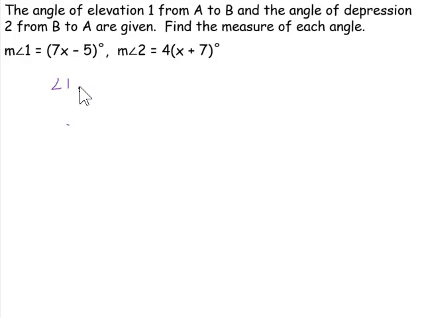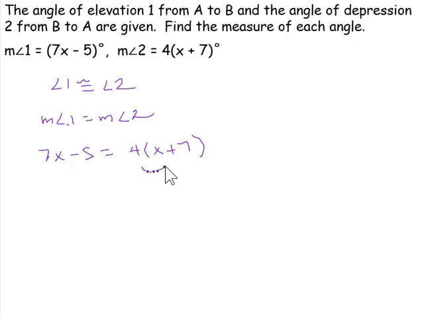So we know that angle 1 is congruent to angle 2 by the alternate interior angles theorem. If they're congruent, that means their measures are equal. And then all we have to do is substitute the values. 7x minus 5 is equal to 4 times the quantity x plus 7. Distribute. So on the right side, we'll distribute. This leaves us with 7x minus 5 is equal to 4x plus 28.